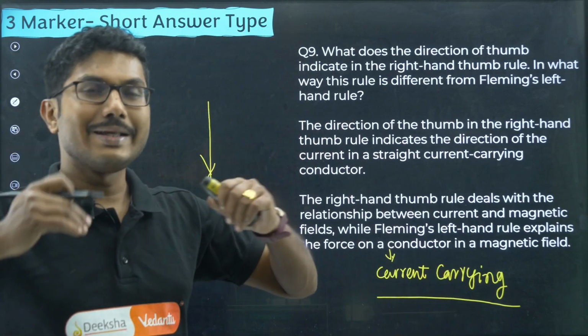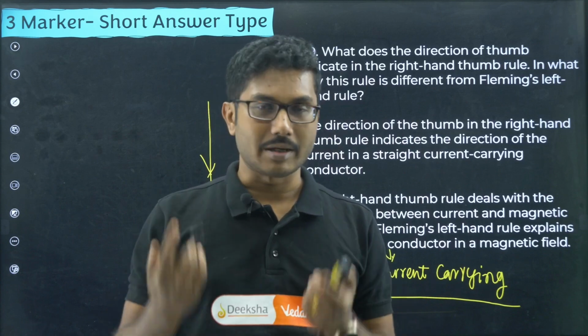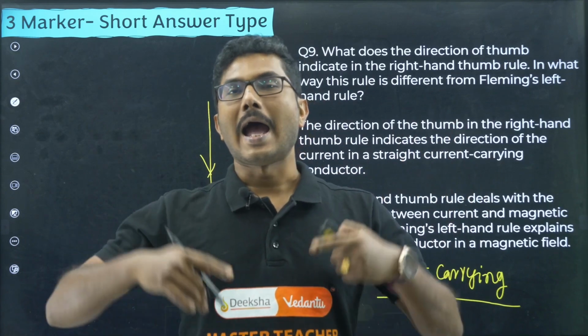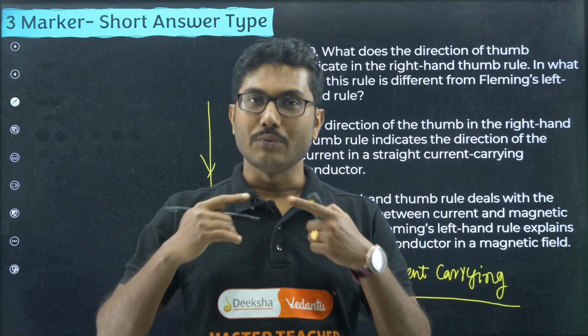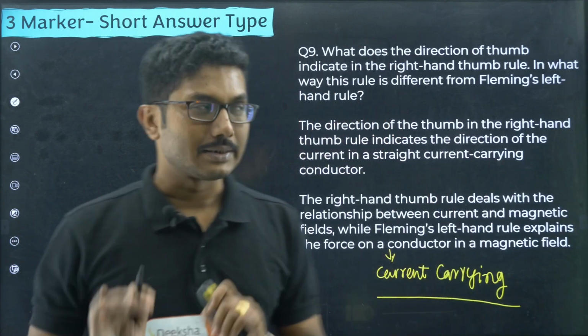So, if only a current carrying conductor is there, you can apply the right hand thumb rule. If there is a current carrying conductor as well as a magnetic field, and you want to calculate the force on the conductor, then you apply Fleming's left hand rule. Okay, as simple as that.